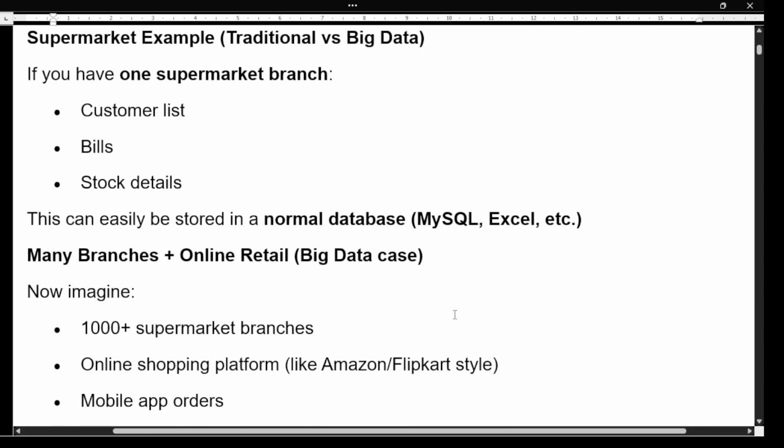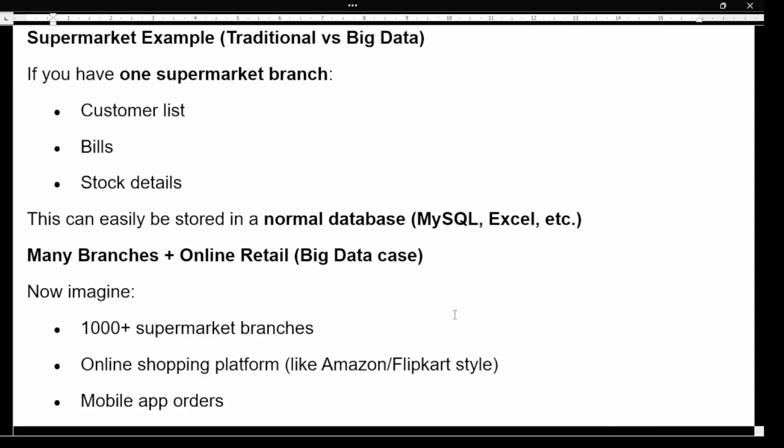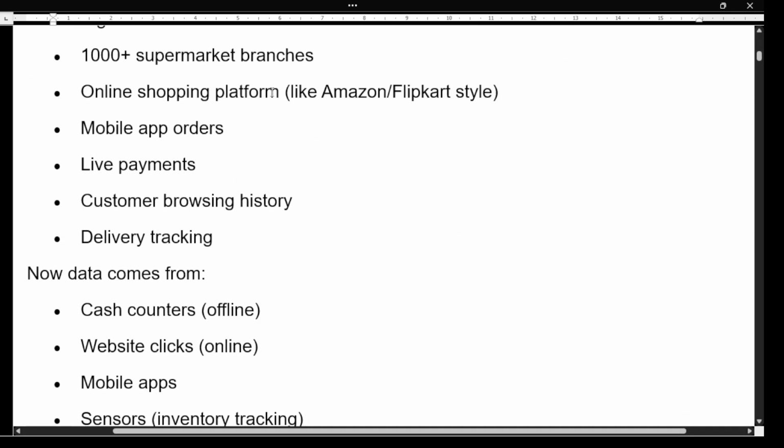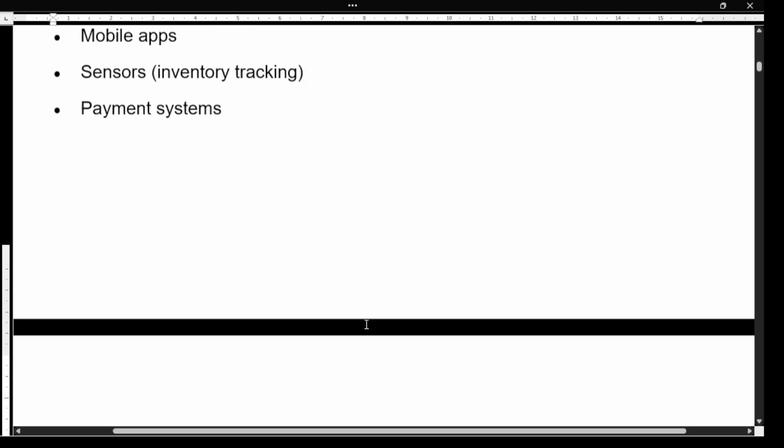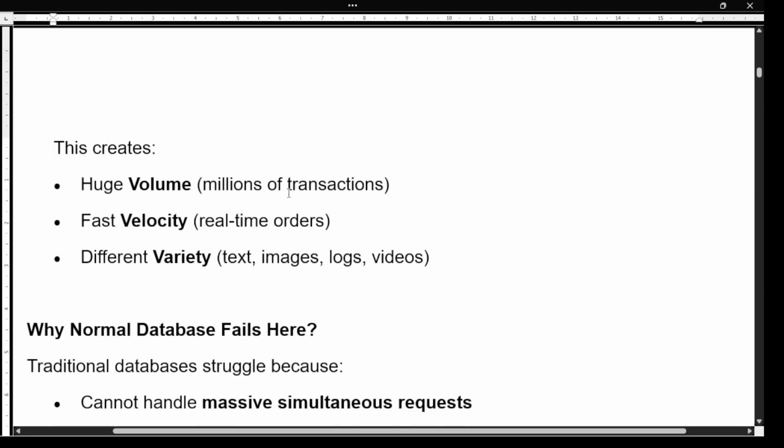For example, if you have one supermarket branch, you have the customer list, bills, stock details and all. This can easily be stored in normal databases like MySQL and Excel. But what if you have 1000 plus supermarket branches, an online shopping platform, mobile app orders, live payments, customer browsing history, delivery tracking? Here, the data comes from the cash counters, website clicks, mobile apps, sensors, payment systems. So this creates a huge volume of data.